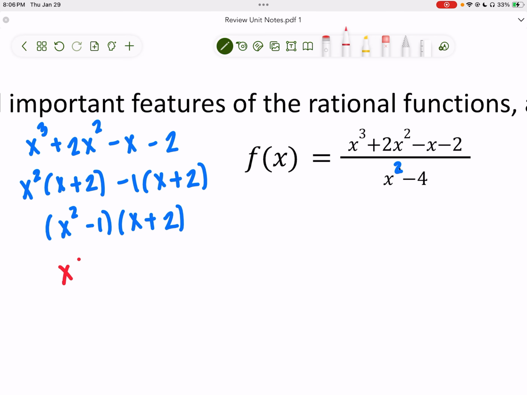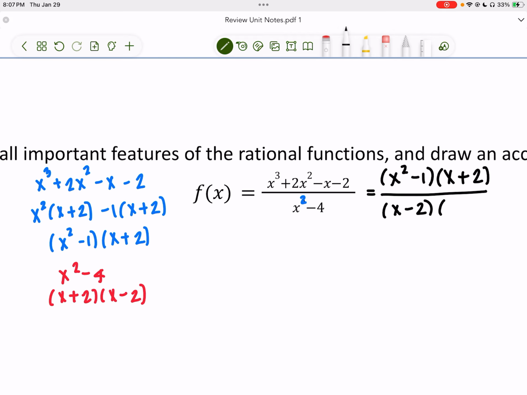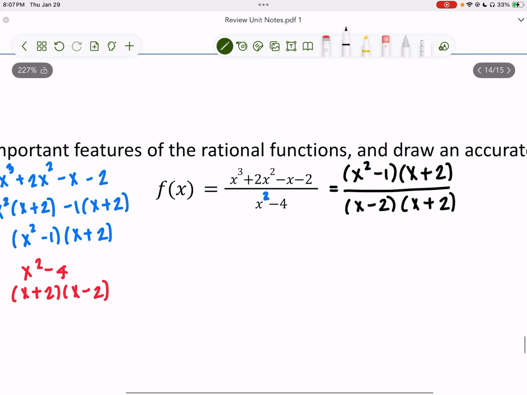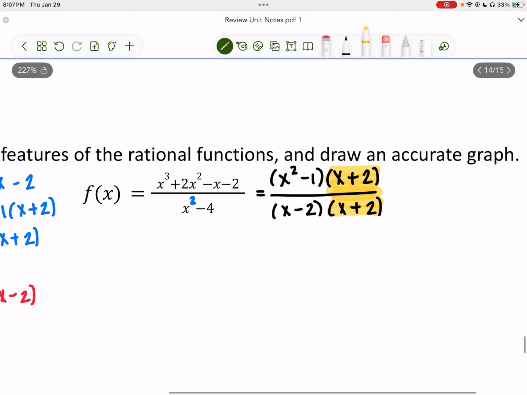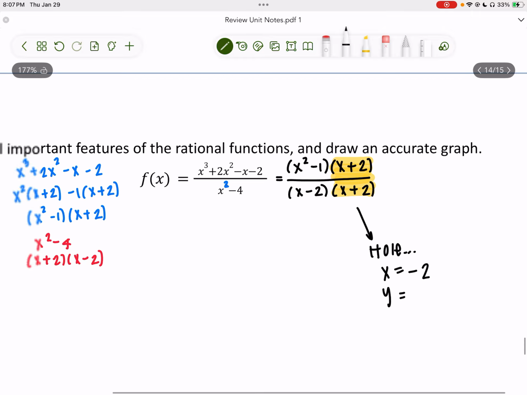And then for your denominator, x squared minus 4 is the same thing as x plus 2, x minus 2. So writing that all together, we have x squared minus 1 times x plus 2 over x minus 2 times x plus 2. You should immediately notice that you do have a hole in the graph. It's going to be at -2. We have a hole where x is -2, and we need to find the y value for that hole.